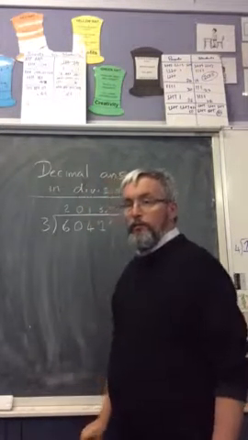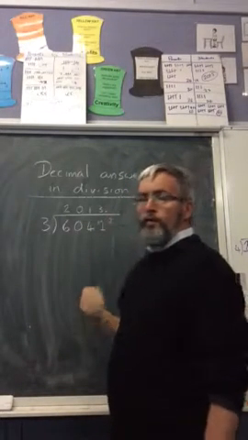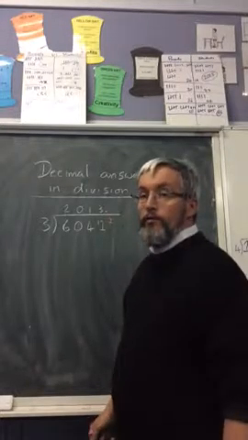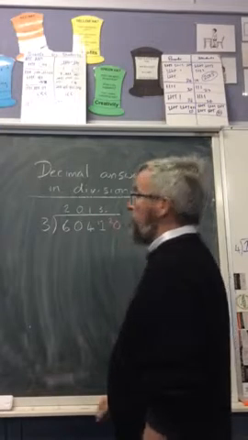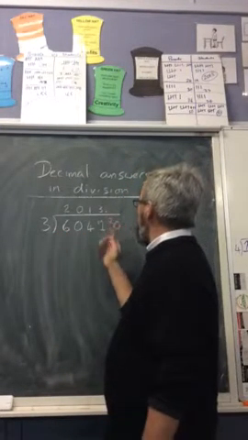Okay, the next piece of seeming magic is we've got a 2, we need to now turn it into tenths. And 2 is the same as 20 tenths. And so now we've got a number that we can divide by 3. So 3 goes into 20.